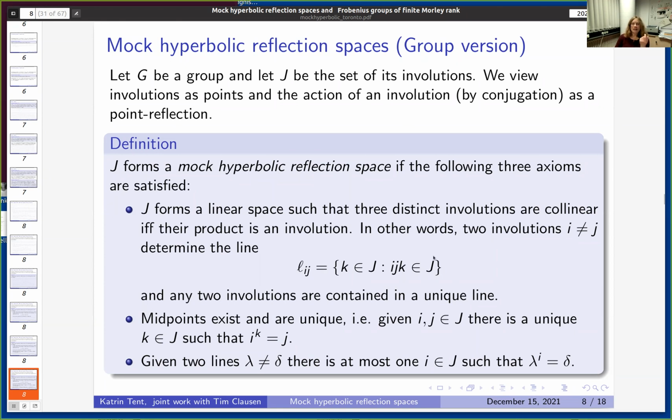For any 2 involutions, you look at the set of involutions K such that the product of these 3 involutions is again an involution. So you determine the collinearity by this property. And you ask that any 2 involutions are contained in a unique line. Well, this comes from this definition. Midpoints exist and are unique means that for any 2 involutions, there's a unique involution conjugating one to the other. And if you have 2 distinct lines, there's at most 1 involution conjugating one line to the other.